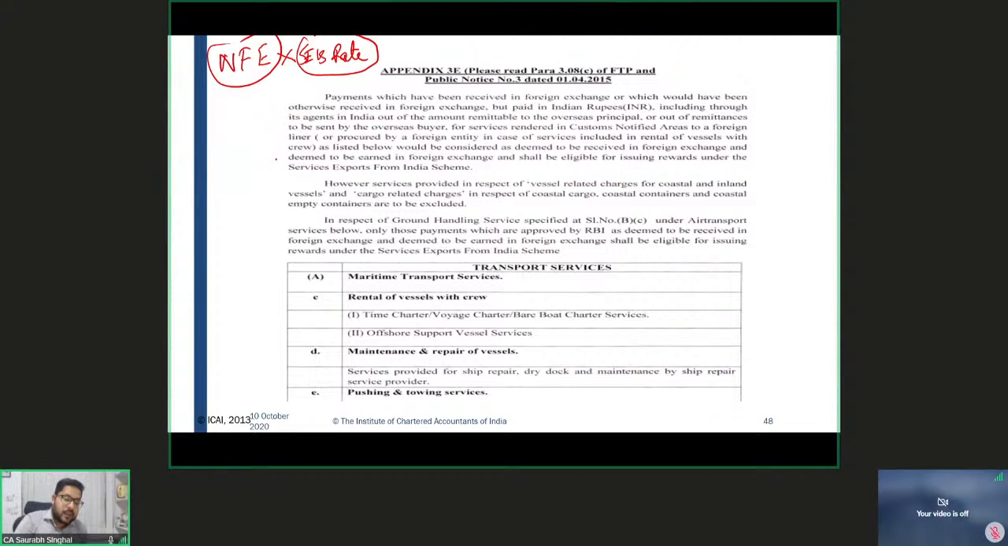It says the services listed in Appendix 3, which are basically services in the nature of transport services, if those services are provided to certain agents of a foreign company who would, rather than giving you foreign exchange, give you an INR amount, but that INR amount would be nothing but a replacement of foreign exchange, then in those cases we will give you SEIS, even when you have not earned foreign exchange. So what are they saying?